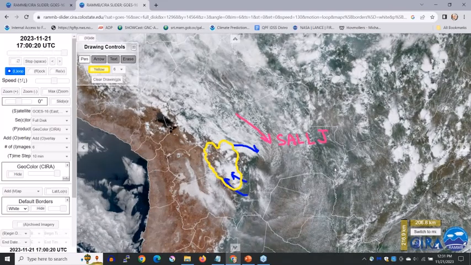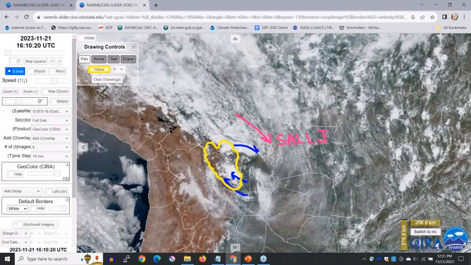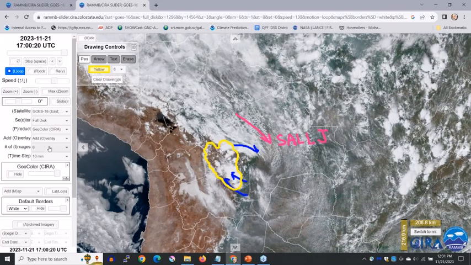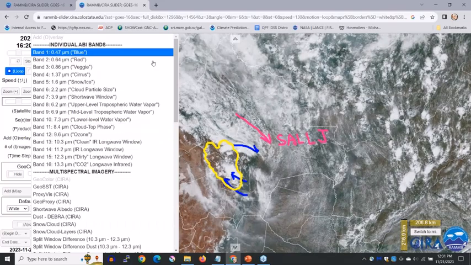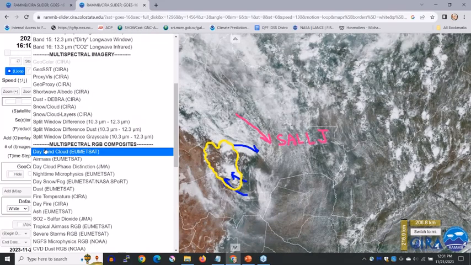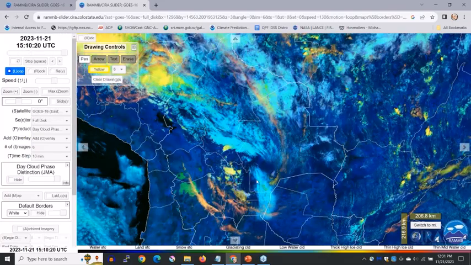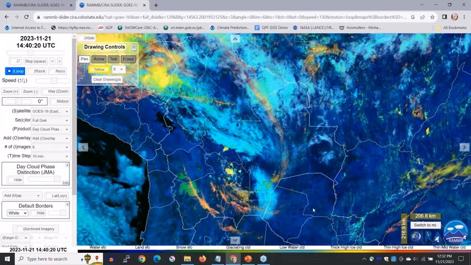That's all I have for this, Bernie. Yeah, the one thing you might be able to do is overlay the, what is it, the day cloud phase distinction? Yeah, I had that. Let me try again. But you can see it now. You can see the convection. Much better. Yep.